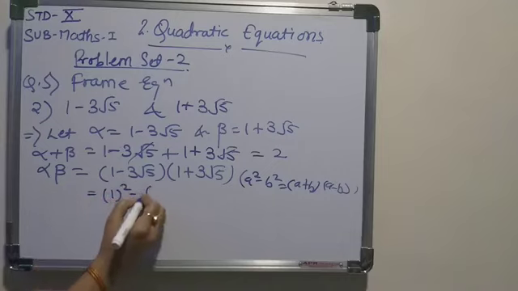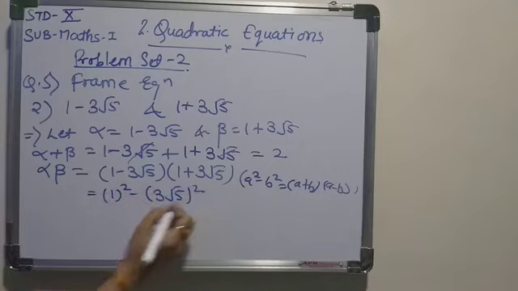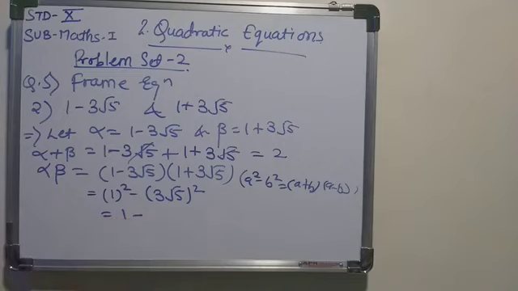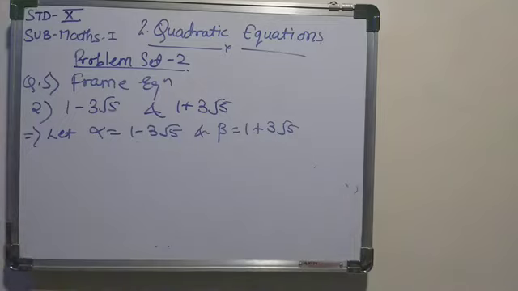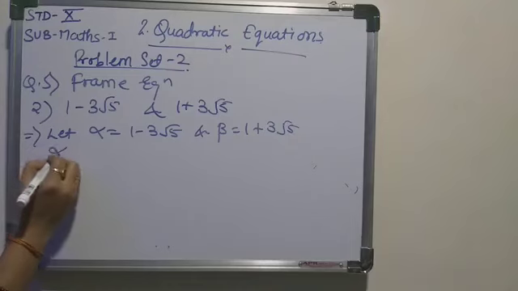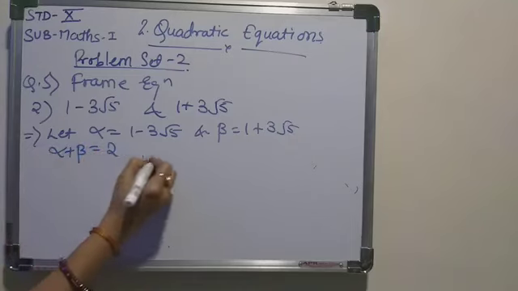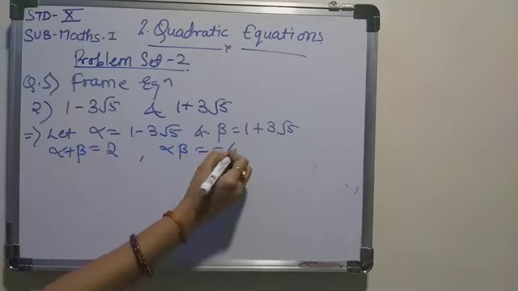You will get 1 square minus 3 under root 5 whole square. 3 square is 9, and root 5 square is 5 only. So 9 into 5 is 45. So you will get minus 44. Remember this. So your alpha plus beta is 2 and your alpha into beta is minus 44.